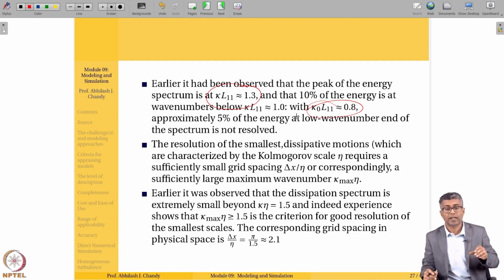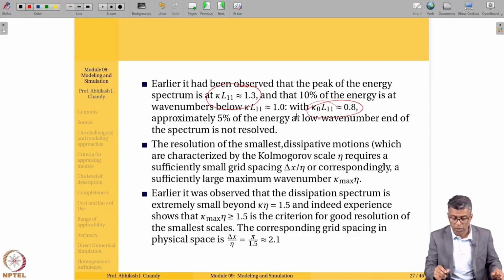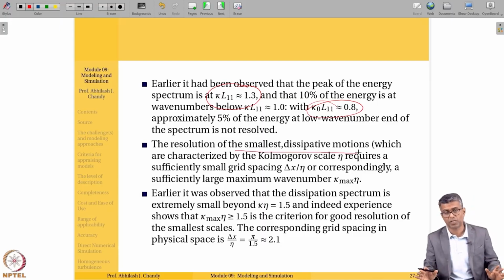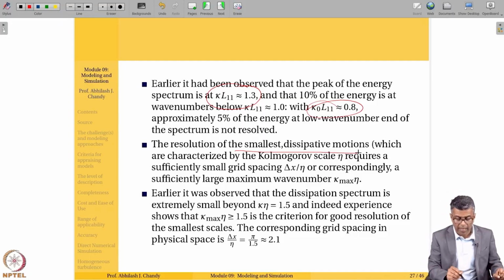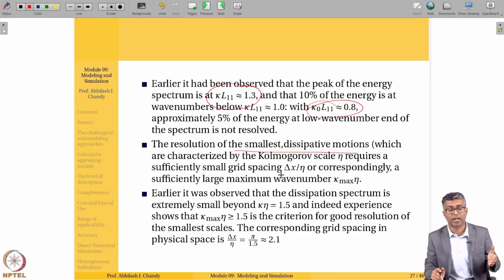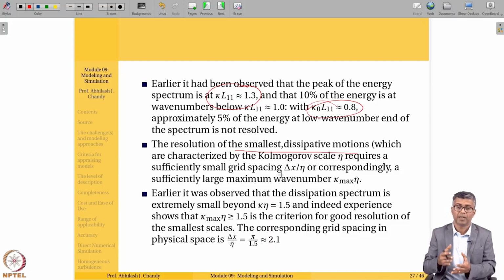Now let's look at the small scales, the delta X requirement. The resolution of the smallest dissipative motions are characterized by the Kolmogorov scale. We now know that the Kolmogorov scale is the smallest length scale, and you should have a sufficiently small grid spacing, and let's try to determine a ratio delta X over eta, so that whatever ratio we get, we now know that it will be that times the Kolmogorov scale is what your grid spacing should be.